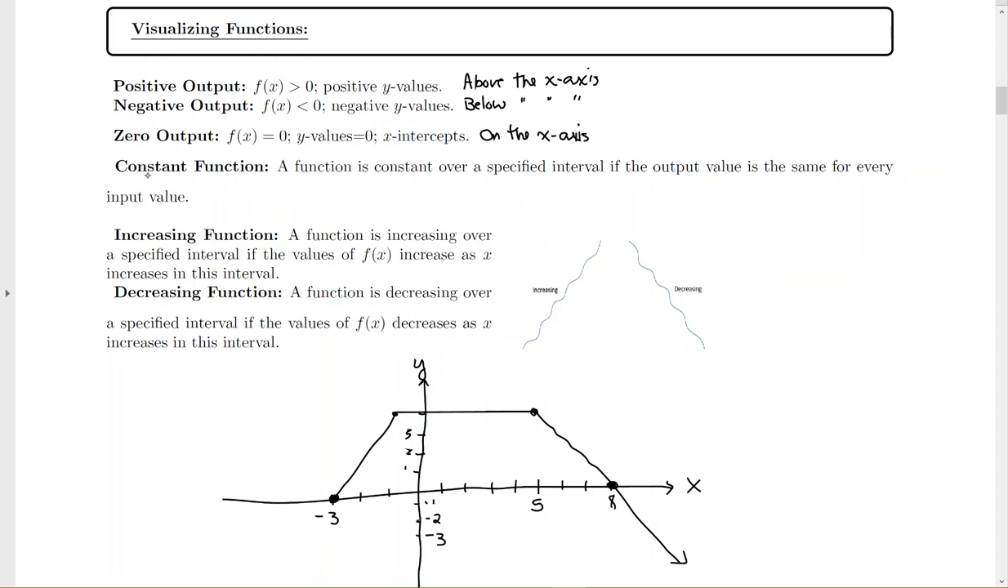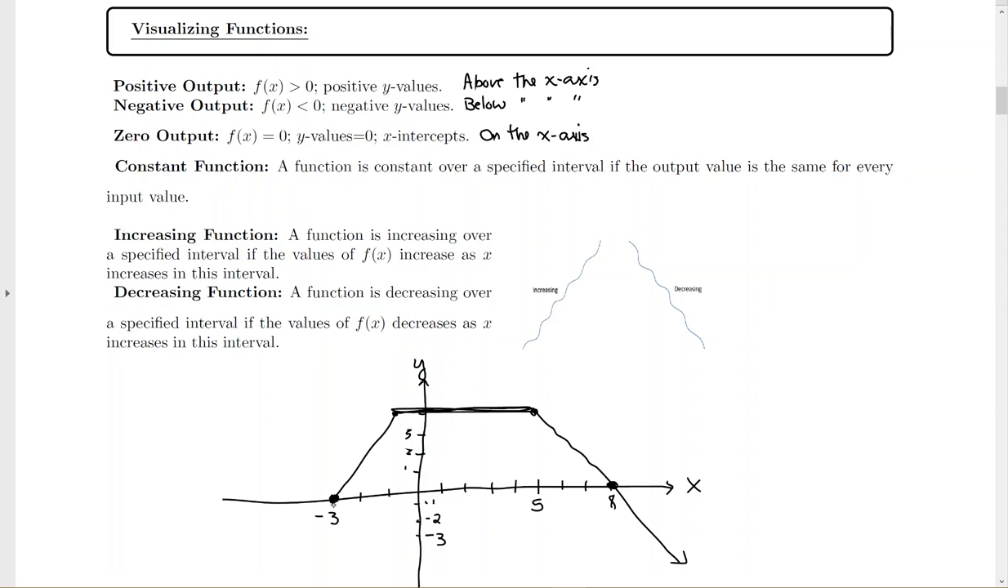Then we have the idea of a constant function. It's constant over a specified interval. The output is the same for every input value. It's where the function doesn't rise or fall. Notice here I have a constant. It doesn't go uphill or downhill. It's just constant.